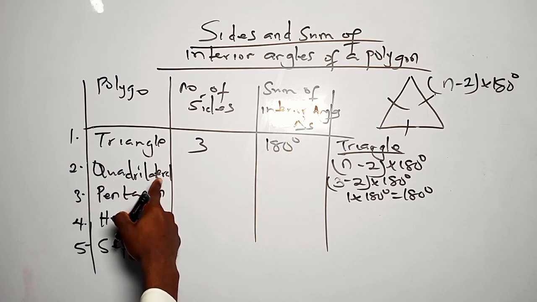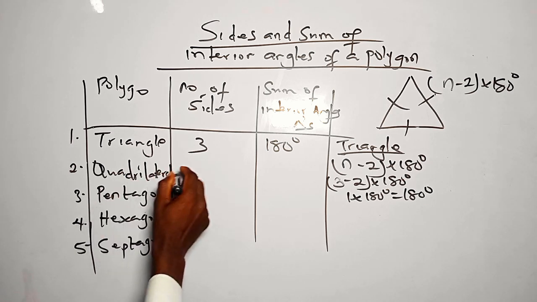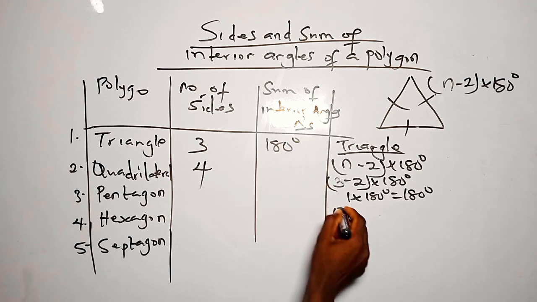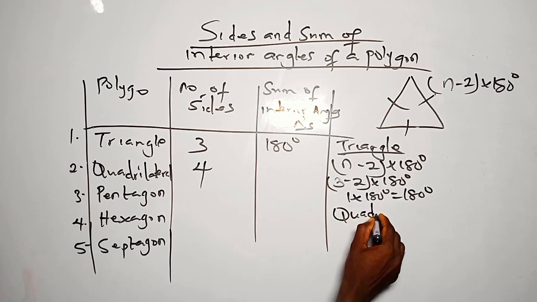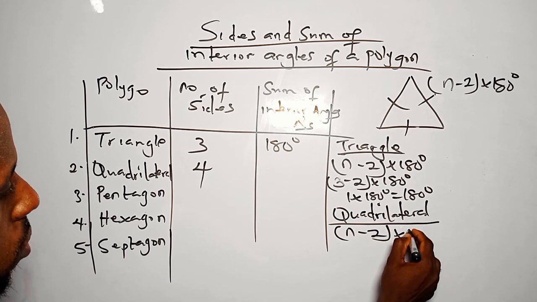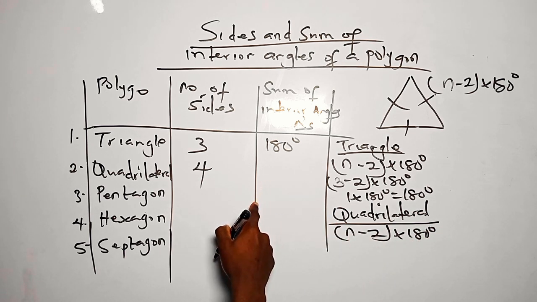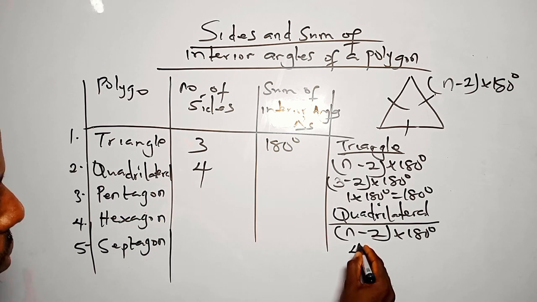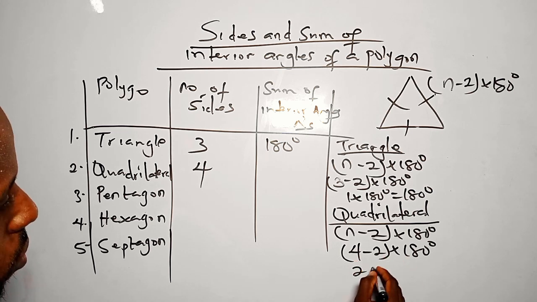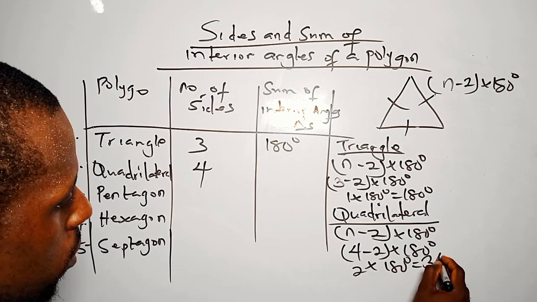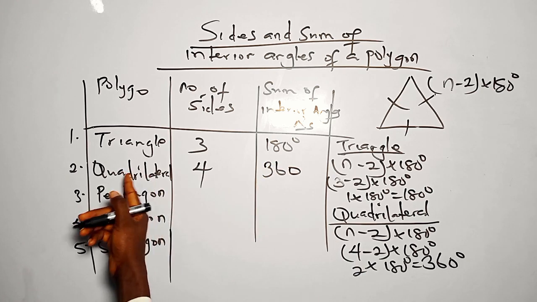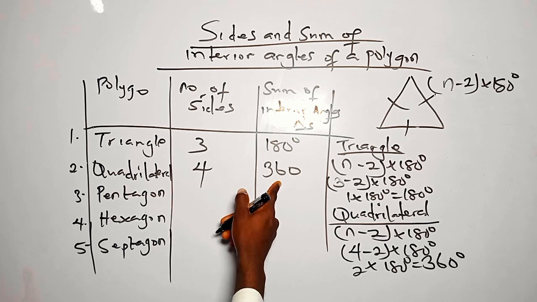A quadrilateral is a four-sided shape. How do I determine the sum of interior angles of a quadrilateral? I say n minus 2 times 180 degrees, still applying the same formula. For 4, which is the number of sides, we have 4 minus 2 times 180 degrees, which is 2 times 180 degrees. This gives me 360 degrees. So the total interior angles of a quadrilateral is 360 degrees.